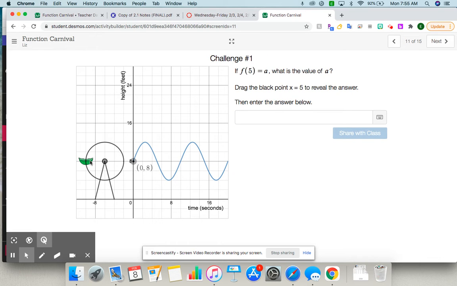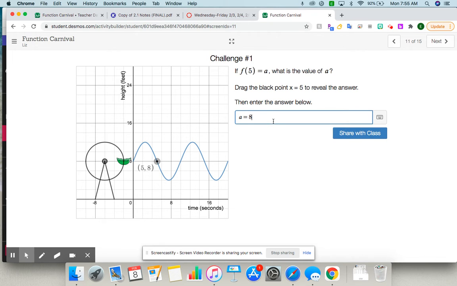In the video of the Ferris wheel, this function notation is saying the input of 5, aka 5 seconds, what is the output? So if we go to the point that has an input of 5, we can see that A must equal 8. So at 5 seconds, the height of the Ferris wheel is at 8 feet.